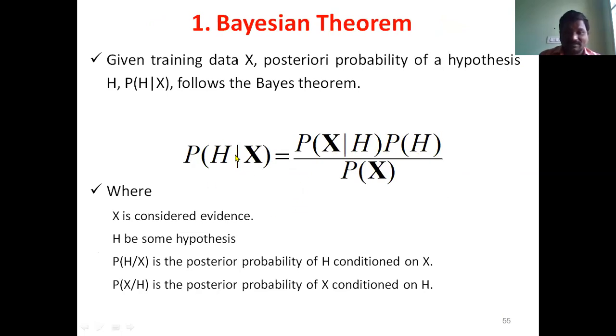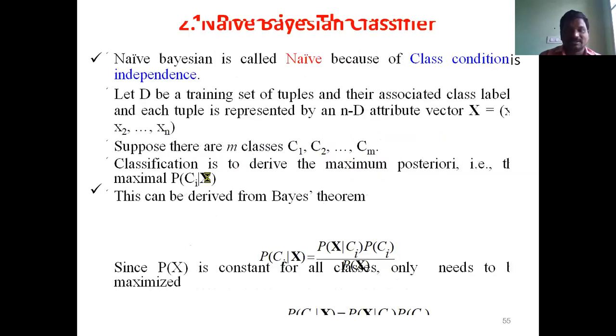What about X here? X is the evidence value, and H is some hypothesis. The probability of H given X we call the posterior probability of H conditioned on X. Likewise, the probability of X given H is also a posterior probability. This is something about Bayes classification.